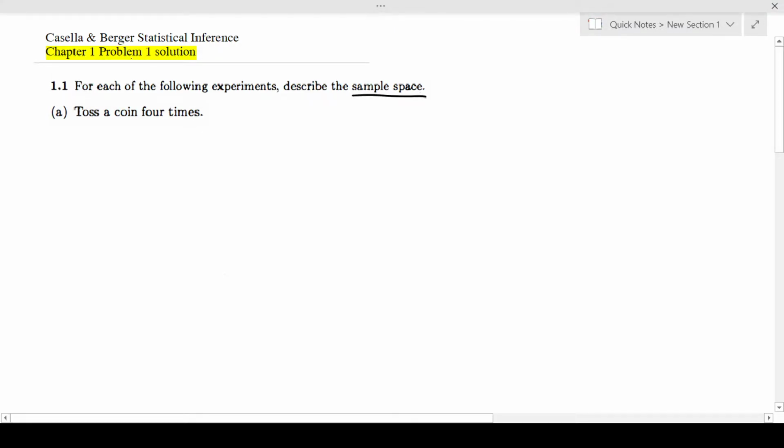Before that we should know what is sample space. Sample space is normally denoted by a capital letter S, and it is all possible outcomes of a random experiment.